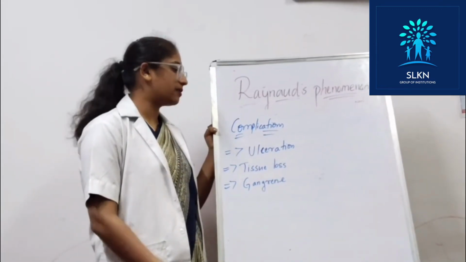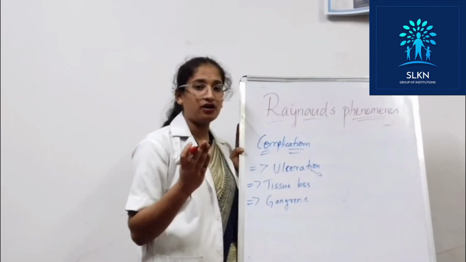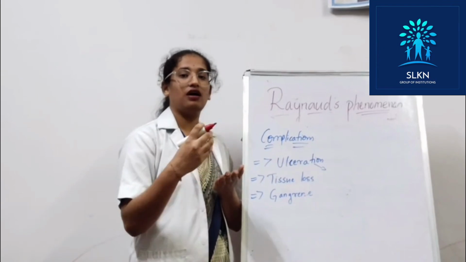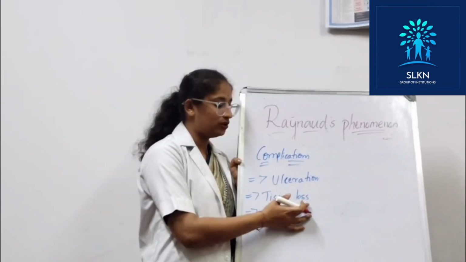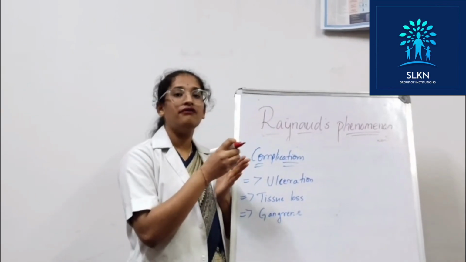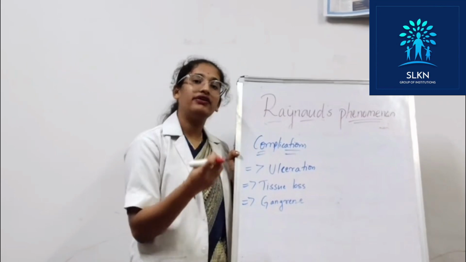Now we will discuss the complications. First, ulcer formation in the fingers and toes. When circulation is reduced, there is tissue loss in the fingers and toes. Then the tissues die, which means gangrene will occur in the fingers and toes.